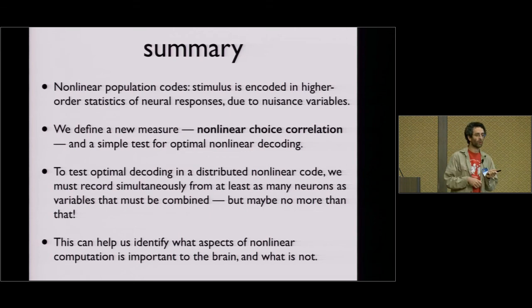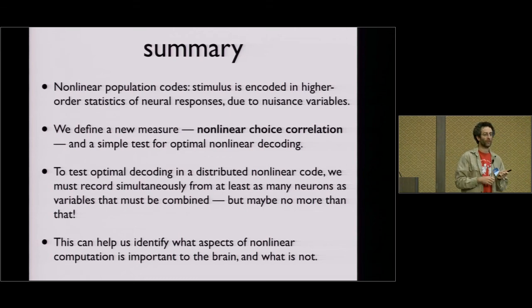And so we don't have to record from all the neurons in the brain. It would be useful to do, but if you collect the right neurons, even if you don't get all of them, if you get some smattering of neurons that encode at least the different pieces of information, some fraction of the total information that you'd need, then you can figure out whether the brain is doing a good job.